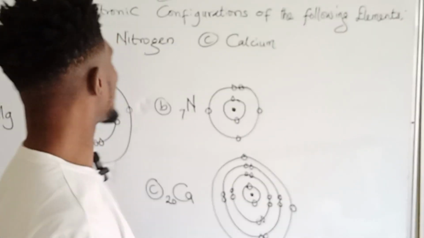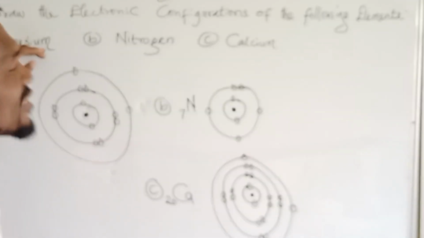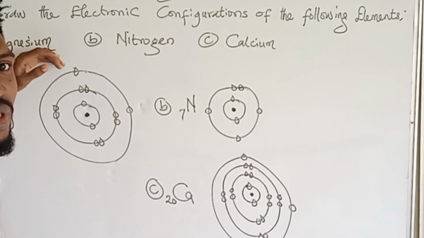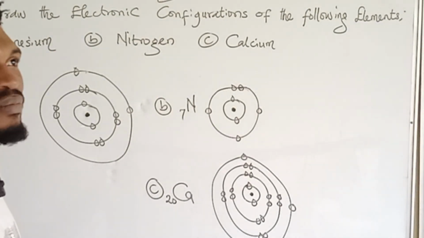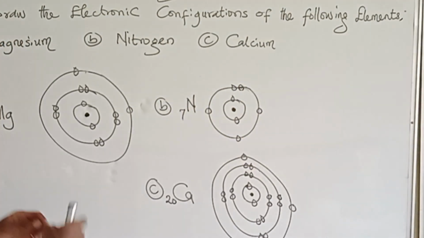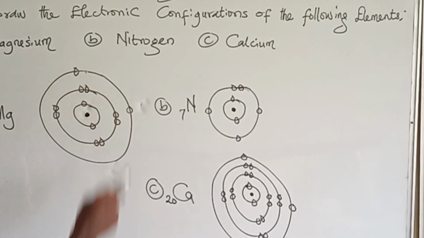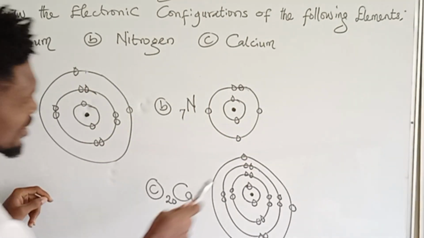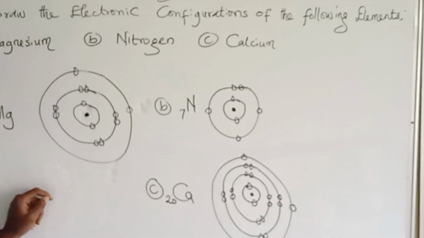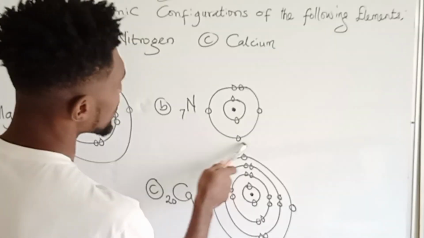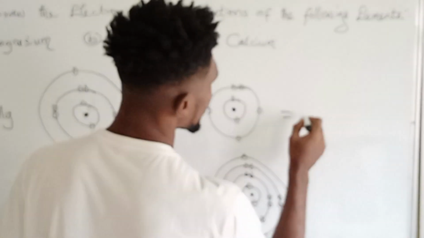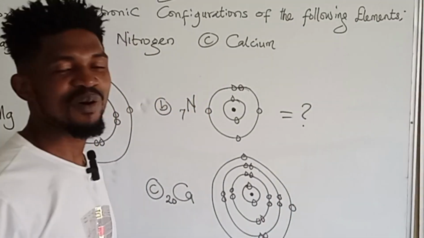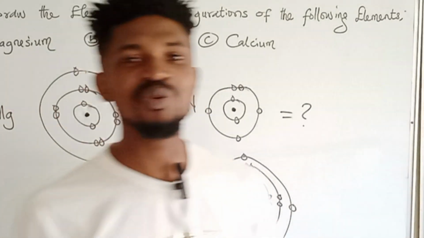So let me also give you a head start on the periodic table. This element now has 1, 2, so it is in group 2. This one is what? 1, 2, 3, 4, 5. I want you to tell me what group it is. When we get to the periodic table, you'll be able to do all of them.